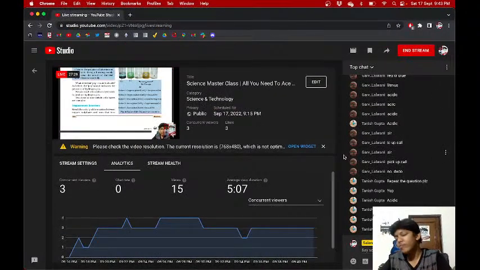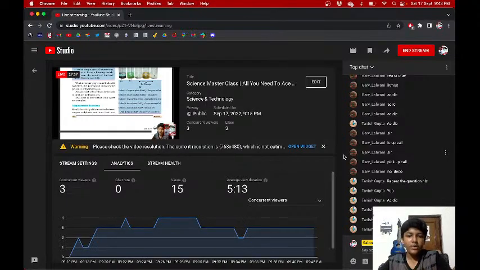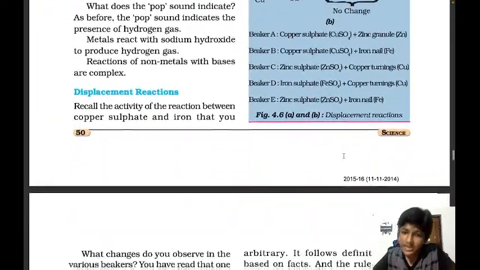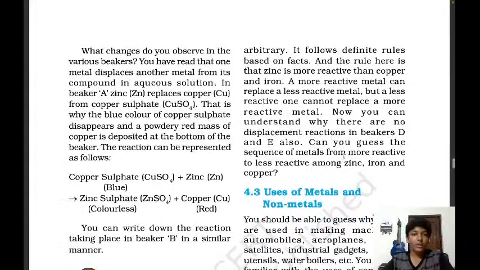And you have to mention in the paper whether whatever you get is in aqueous form, or in solid form, or in gaseous form, right? So you have to mention this in the paper. It's very important. So what changes do you observe in the various beakers?